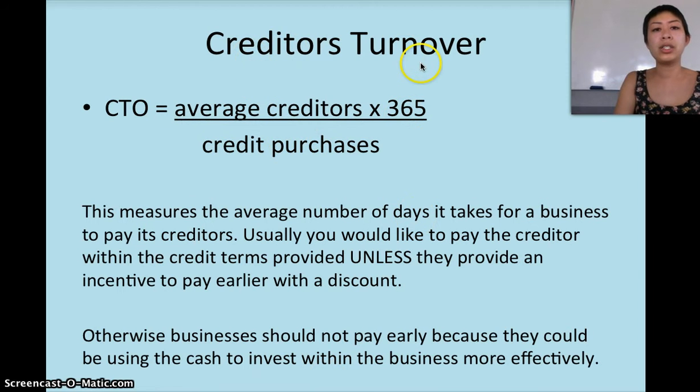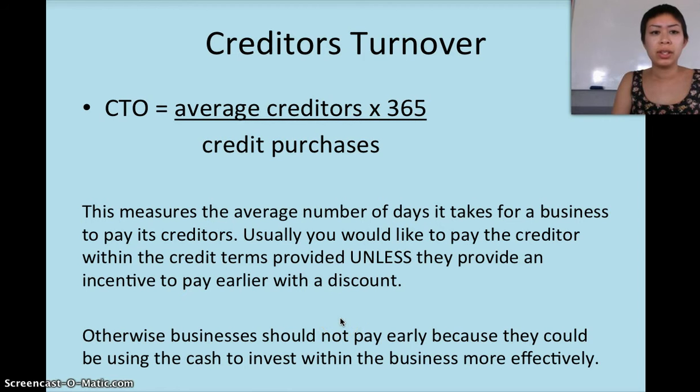Lastly, we're looking at creditors' turnover. It's average creditors times 365 days over credit purchases. This one measures the average number of days it takes for a business to pay their creditors. So usually you would like to pay your creditor within the credit terms provided. So if they give you 30 days, you should aim to pay them within 30 days in case they have a stipulated late penalty fee, or they might stop providing stock on credit to you, or you might get a bad credit rating.